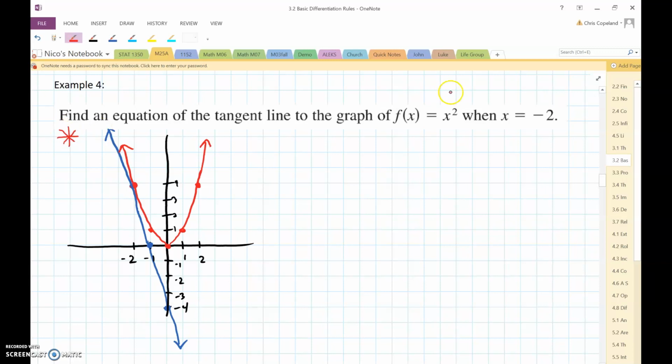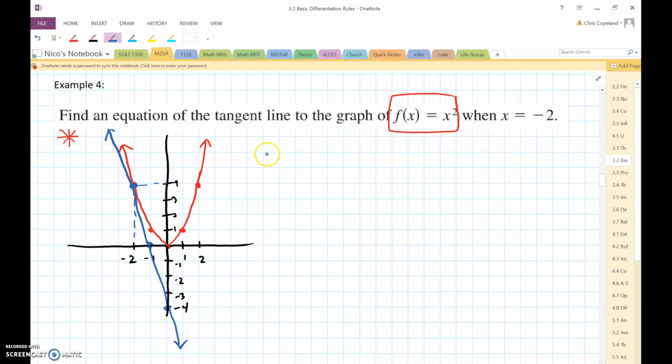But I think most people can graph this function here in red. Okay, and then this is what we're going to find. This blue line is the equation of the tangent line, okay, when x is -2. So we're looking at that intersection point there. So let's illustrate this using calculus.